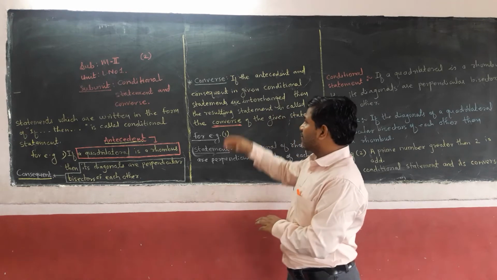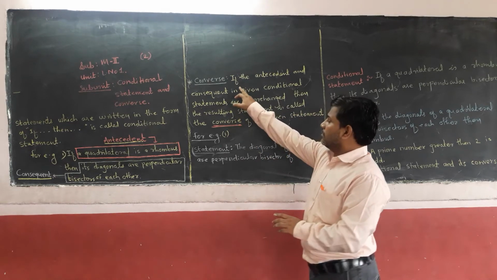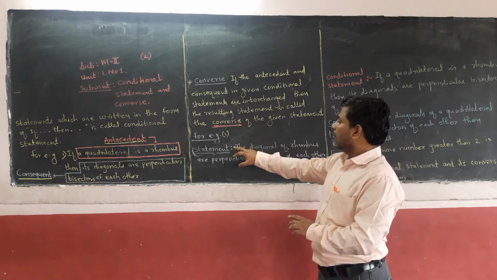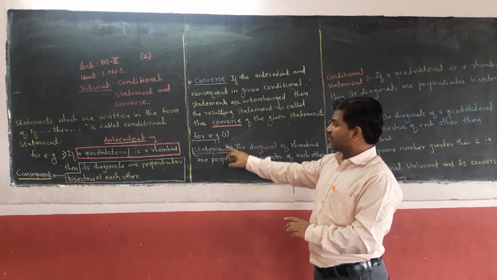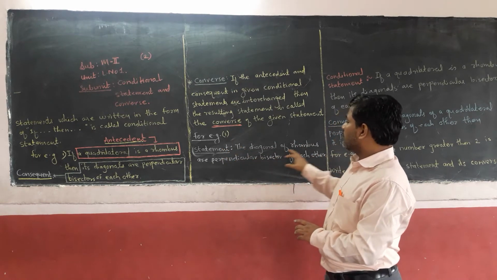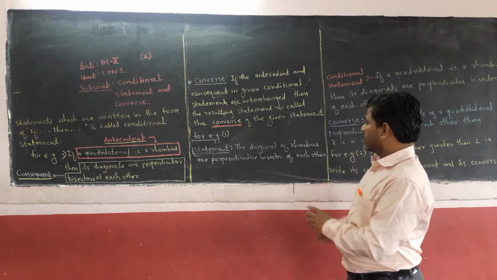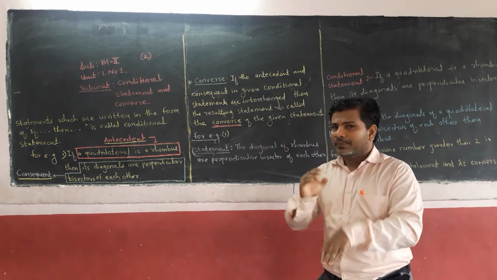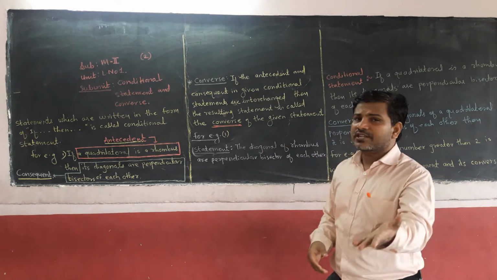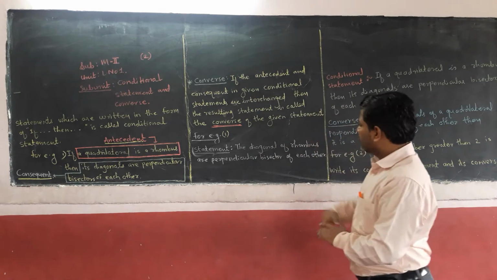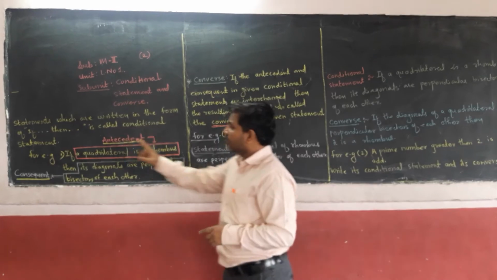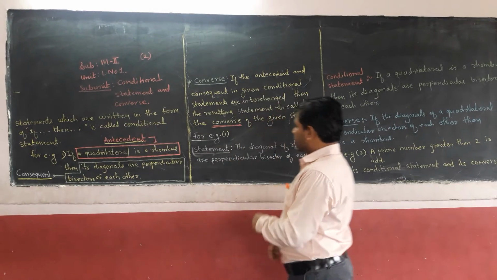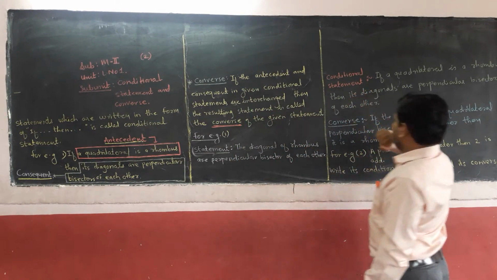You can see one example is written on the board. Suppose example first, the diagonals of a rhombus are perpendicular bisectors of each other. It is a statement. ये statement. अभी इस statement का हमें क्या करना है? Conditional statement और converse बनाना है. Conditional statement मतलब क्या? If and then को use करना है. Let us use if and then here.